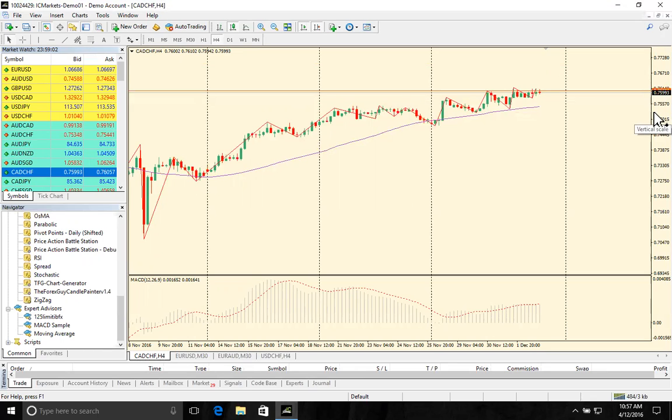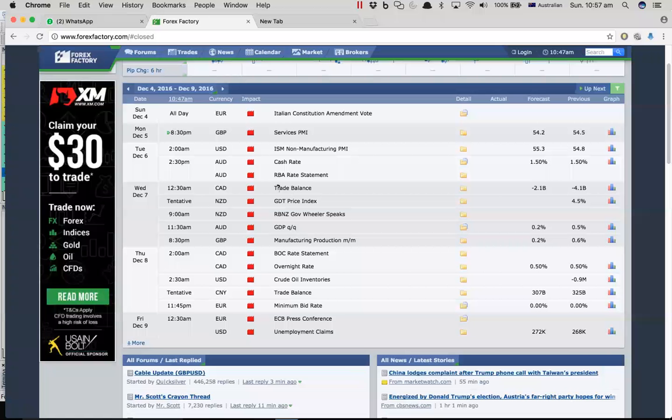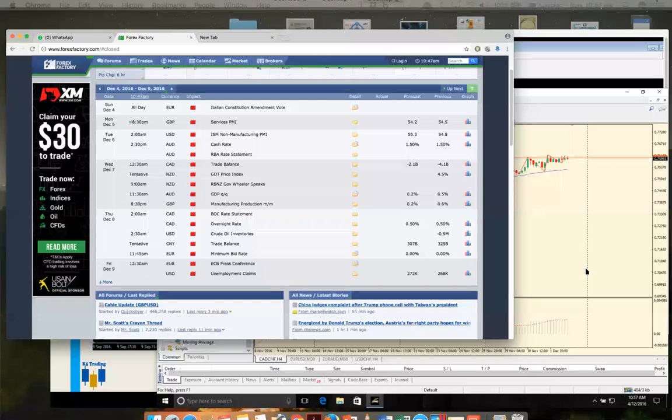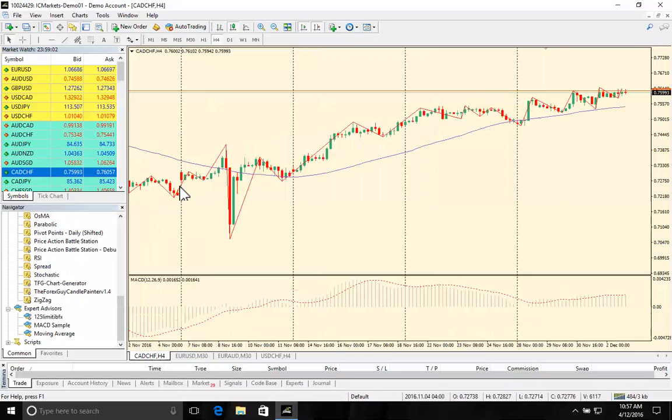The breakout will likely be up, right? Only if this becomes positive. The last one was November 4. Did you see this gap here? That's exactly what happened with the Canadian dollar last November.